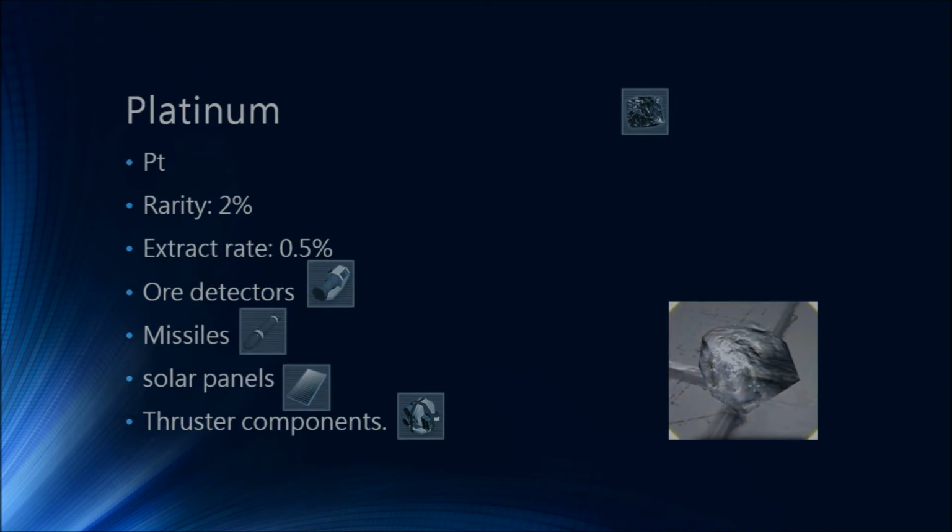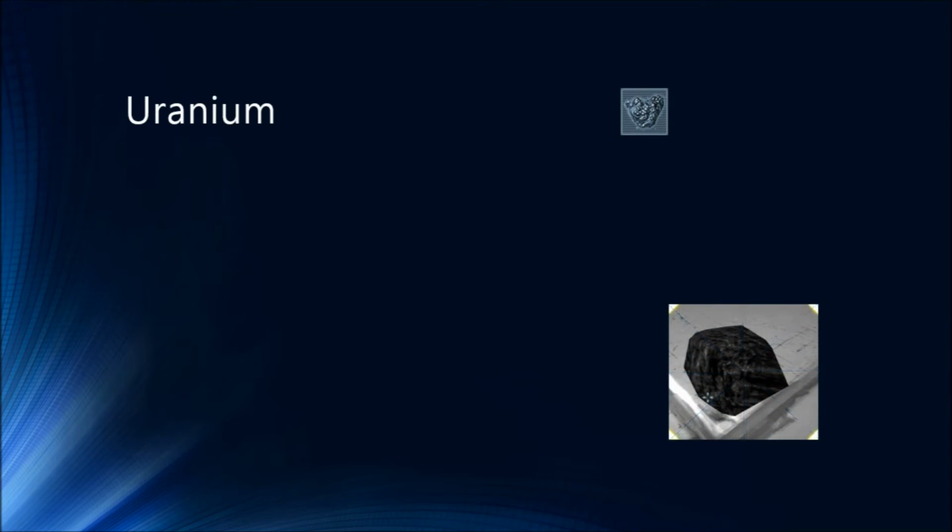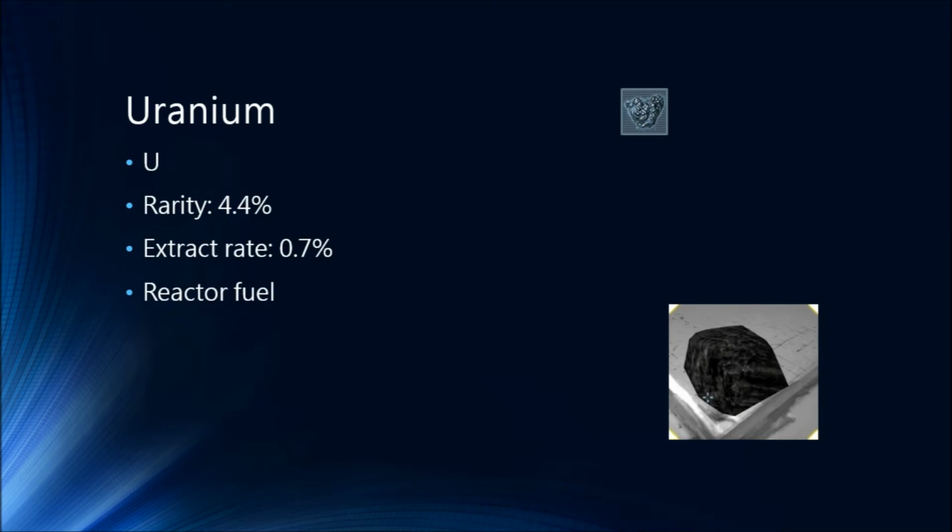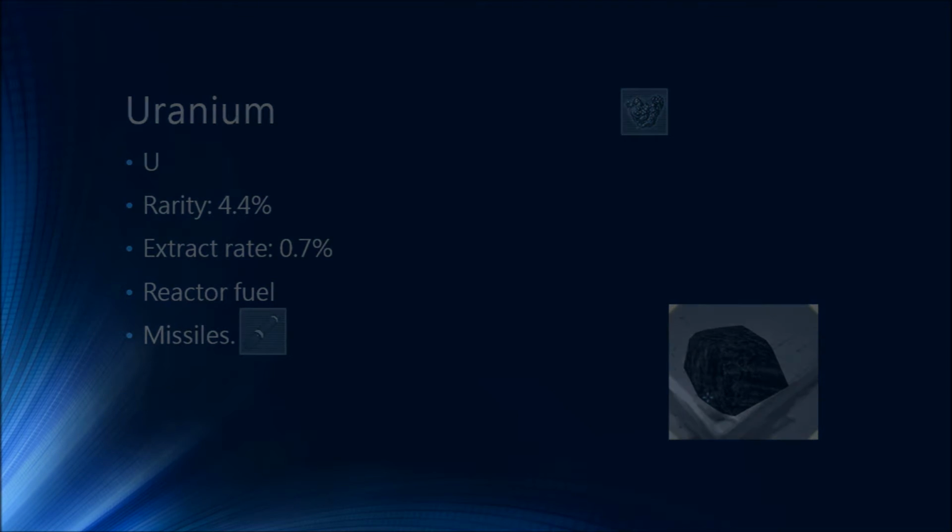Uranium, labeled U on the periodic table. Color is jet black. Rarity is 4.4%. Extract rate is 0.7%. Mainly used for reactor fuel, and also used in the production of missiles. There is no need to be afraid of uranium radiation. Space suits provided by the Space Engineers training center have anti-radiation and anti-magic functions, of course, if magic exists.